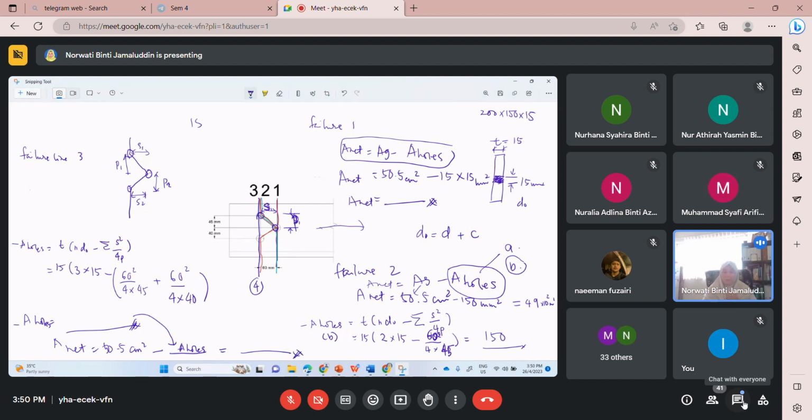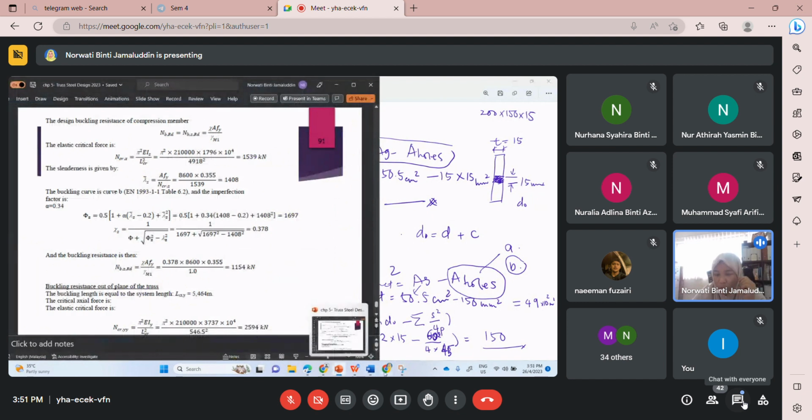Okay. And then you have another failure line. Failure line number 4. Okay. So, that's all for today. Tomorrow we try to do another topic, not subtopic, beam element.